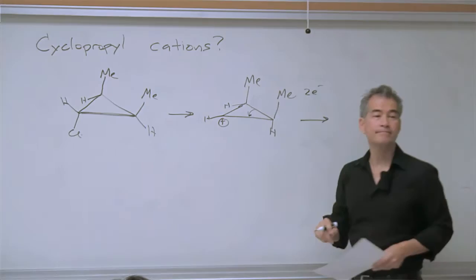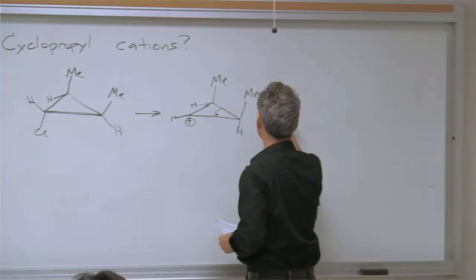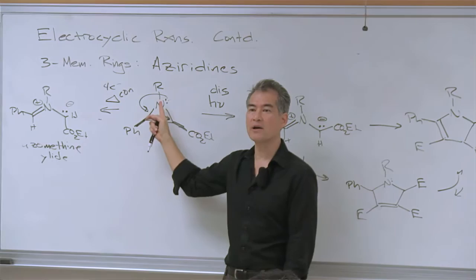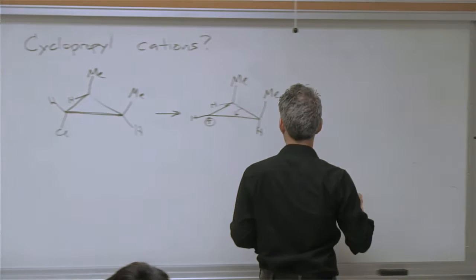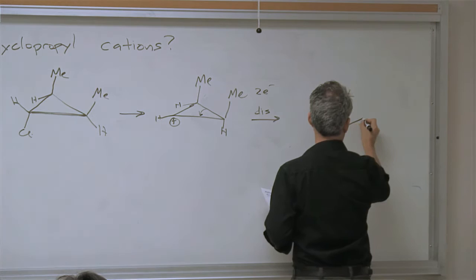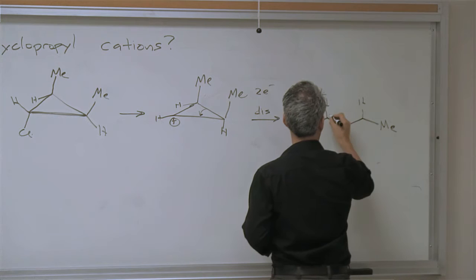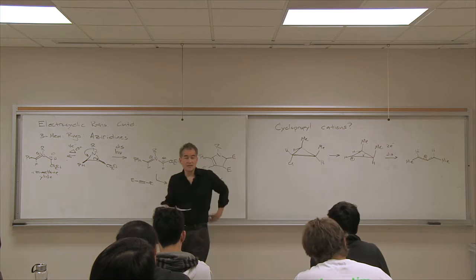Needs to be disrotatory. So over here with this system, we had a pair of electrons in this orbital. This is a four-electron ring opening. The cyclopropyl cation would be a two-electron system. So if you're simply heating this without light, then you'd expect this to be disrotatory. And so the product that you get in this case, I'll draw the delocalized structure, would look like this. Which makes sense. Sterically, that looks actually pretty good. I don't have any big steric issues.